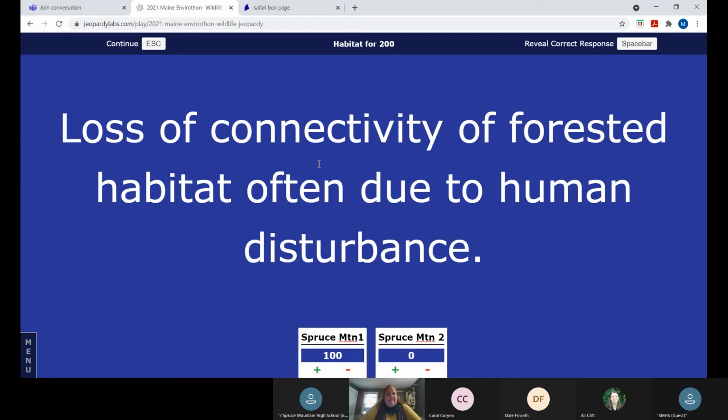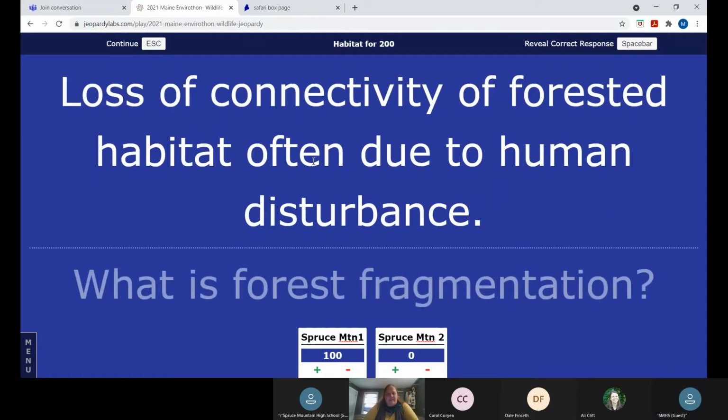What is forestry? What is forest fragmentation?